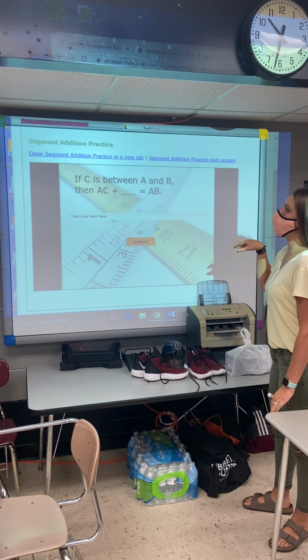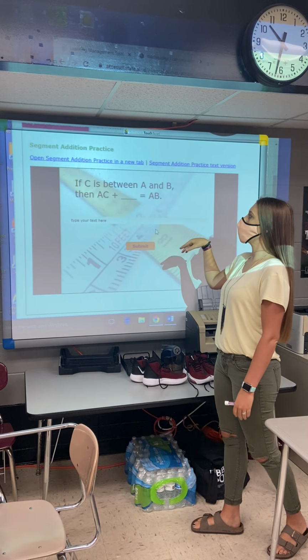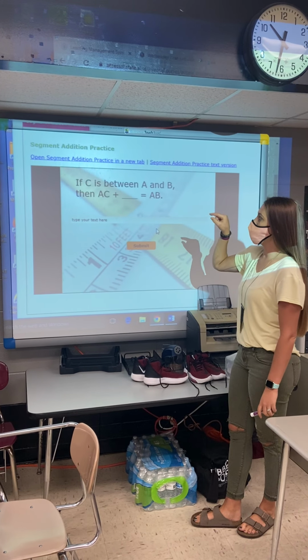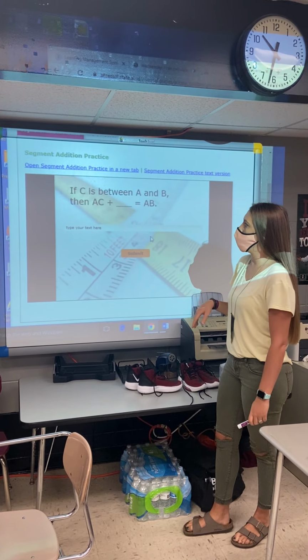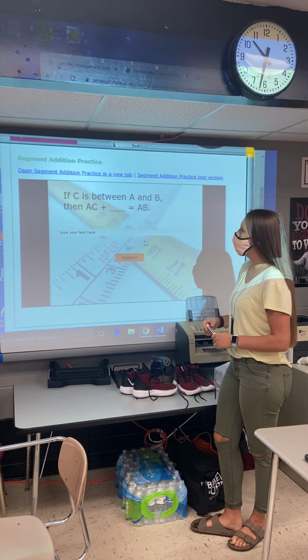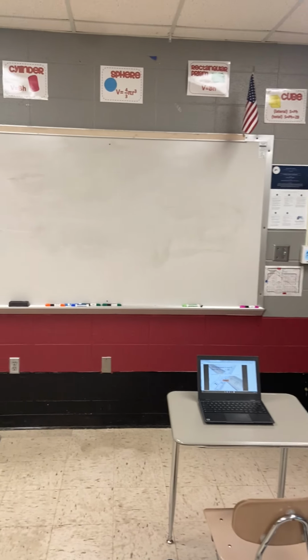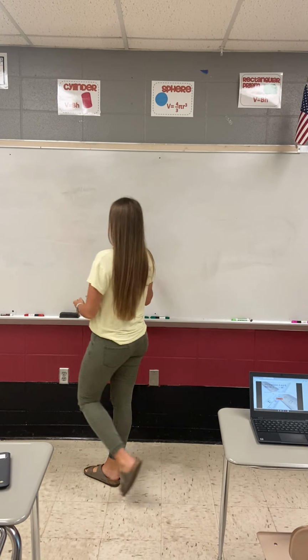Alright, so this is the try it section for today's work. So we're going to read it and kind of draw a picture with it to make sure we understand. So it says if C is between A and B, then AC plus blank equals AB. So I'm going to draw a picture to get a better understanding of what it's saying.